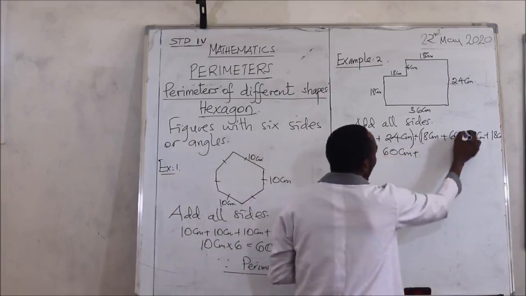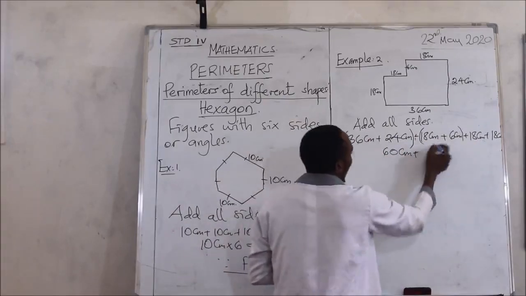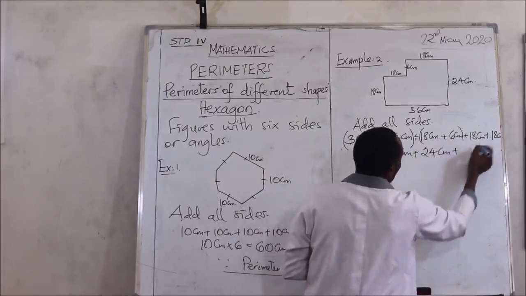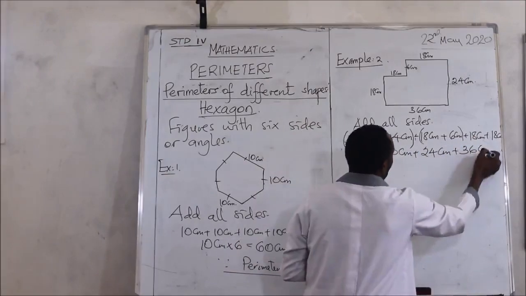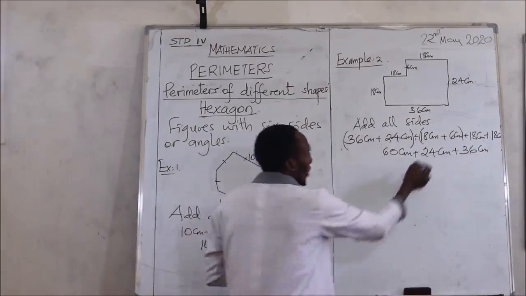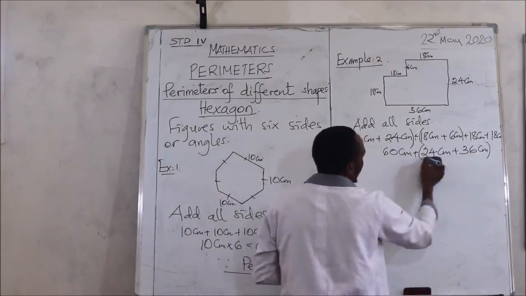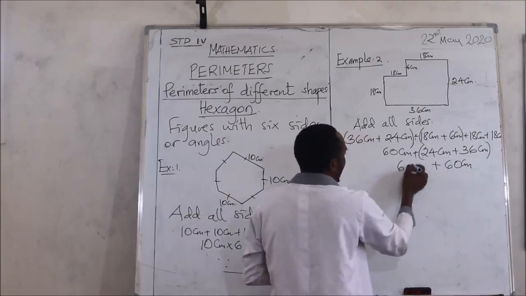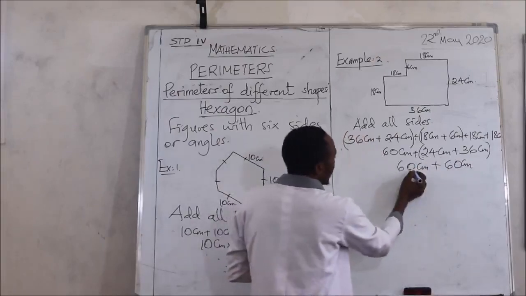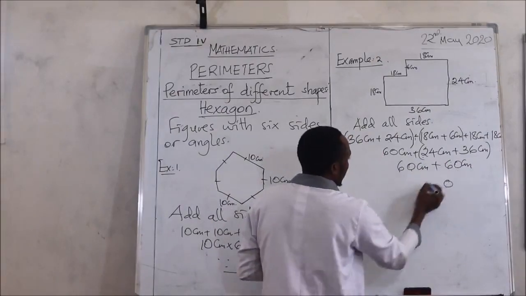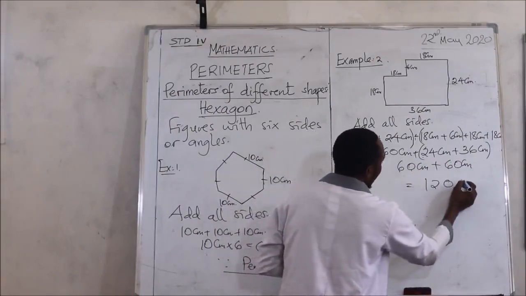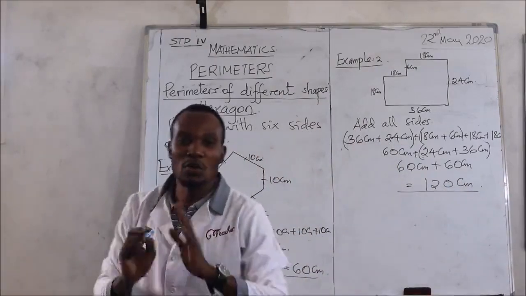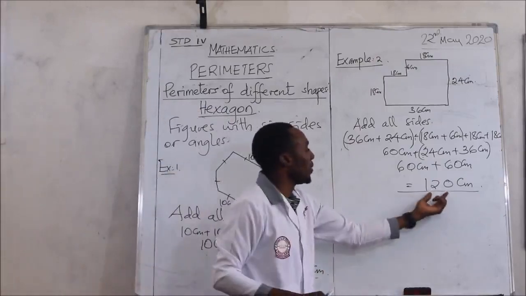Then 18 centimeters plus 6 centimeters, we have 24 centimeters, and for the last side we have 18 plus 18, we have what? 36 centimeters. Now we are going to add 60 and 24 and that 36. Now let's add. We have 0 and 4 and 6, we have 0. 6 plus 6 is 12. Now the perimeter equals 120 centimeters. So this is the perimeter.